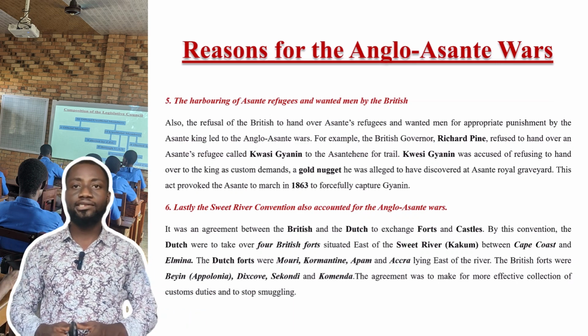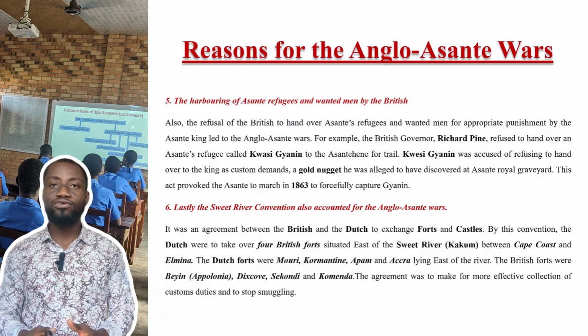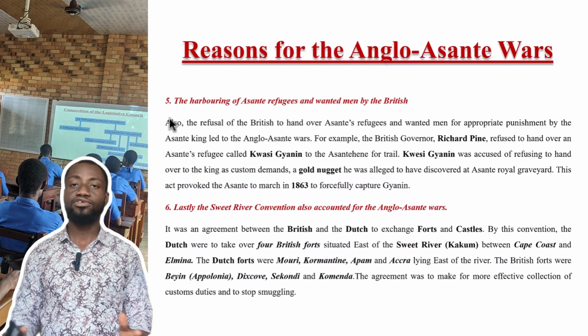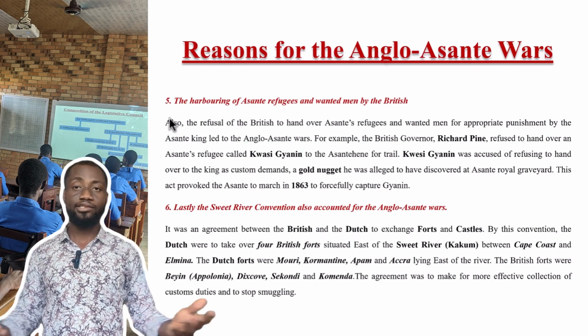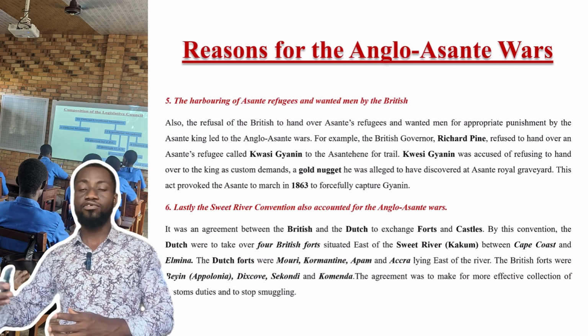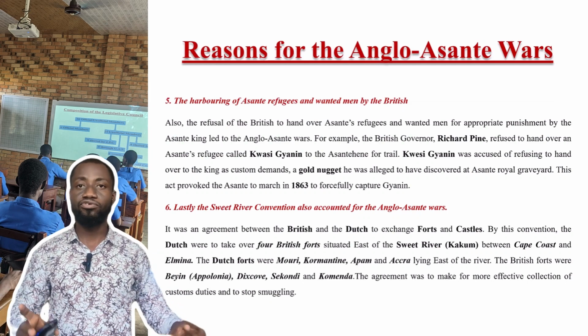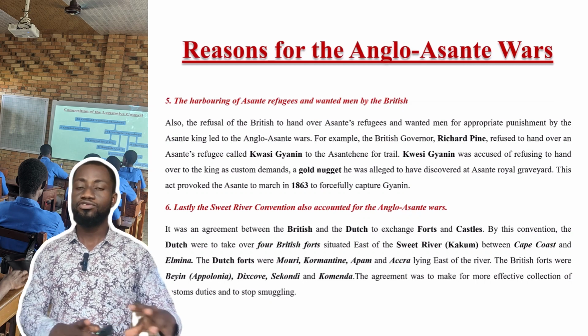Now, why would Asante be infuriated, or why would this even lead to war, if the British and the Dutch are exchanging forts along the coast? Asante, we all know, is found in the forest region of Ghana. Asante is found in the interior. Asante is not found along the coast. So why would this become a problem to the Asante?